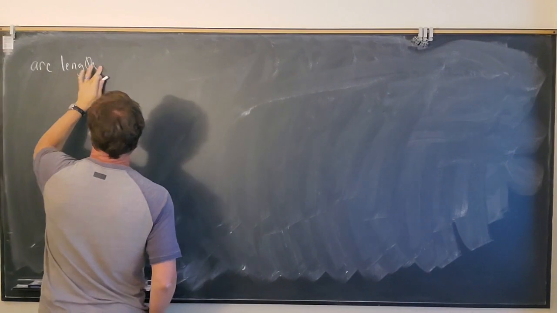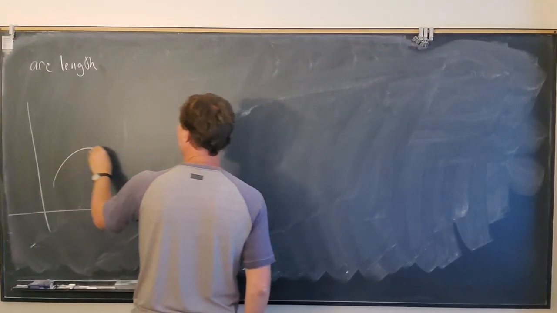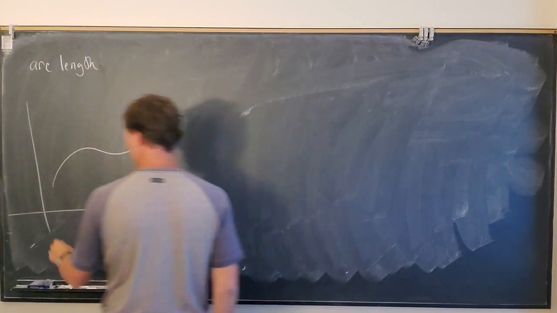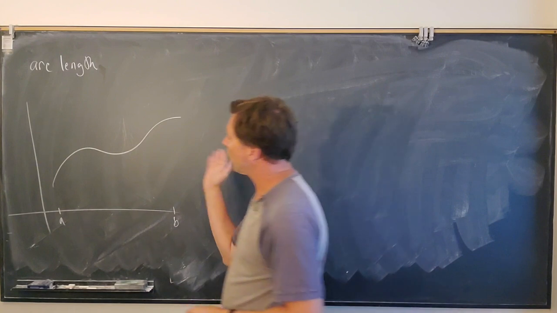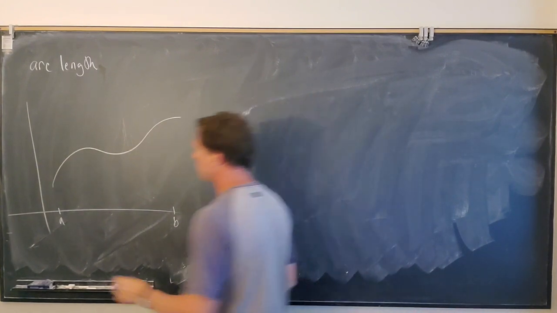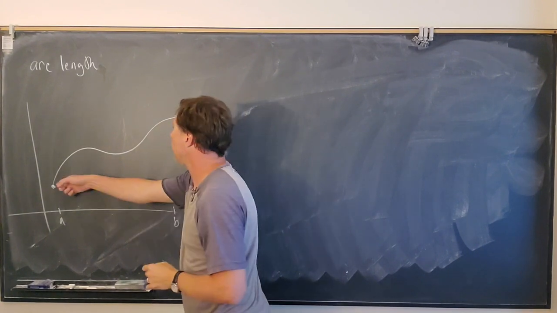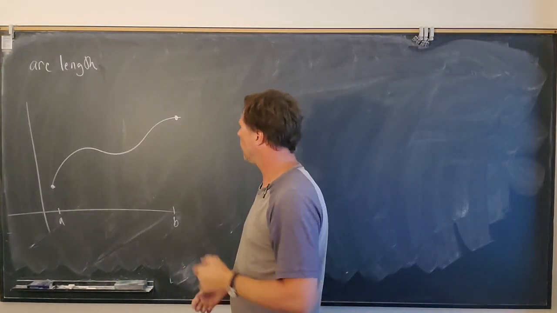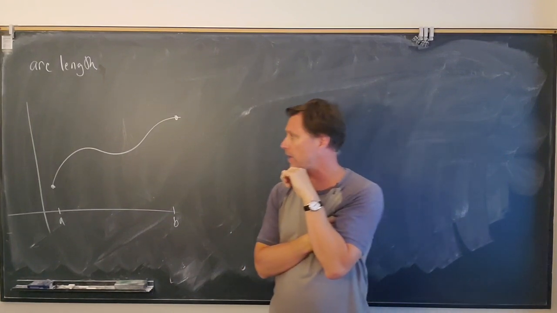And so the picture goes like this. Let's say that we've got some graph, right, some curve going from A to B. The question is, what's the length of that? If I asked you, okay, I'd like you to tell me how long this portion of the curve is, what would you do? Or what would be a way to figure the answer out? How long is that?